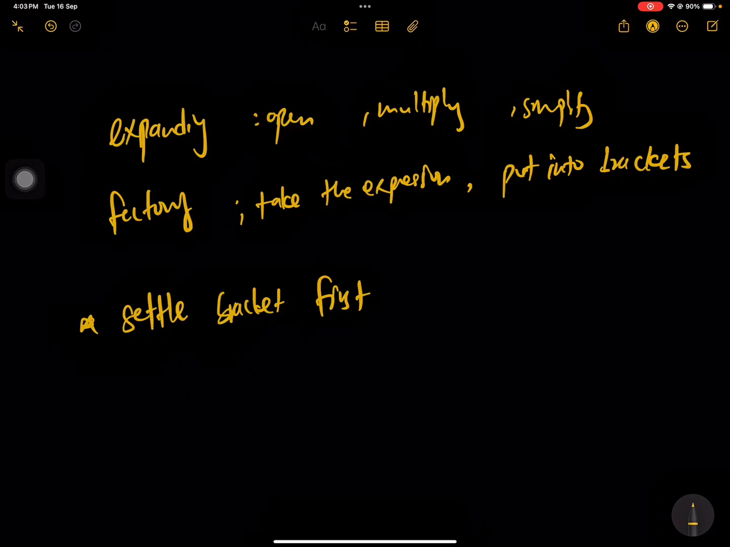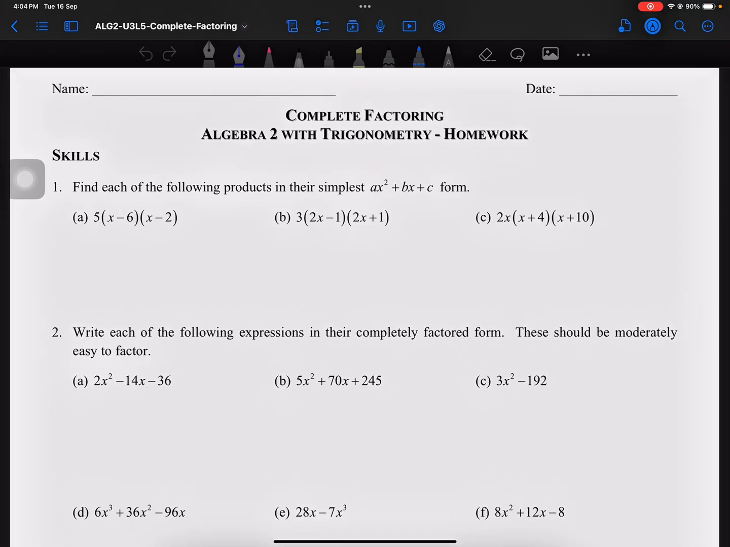That means when you see two brackets, expand those brackets before you do anything else. You can use FOIL method. When factoring, always take out the biggest common factor first, then settle the bracket. If you remember only one thing from today, settle the bracket first. Okay, so let us go to the first homework.